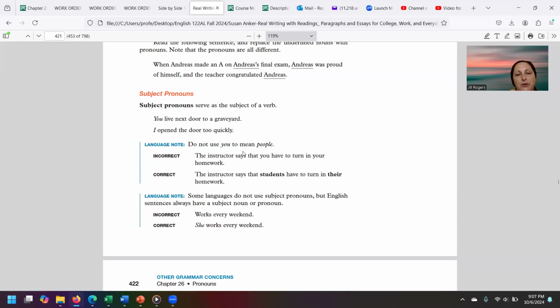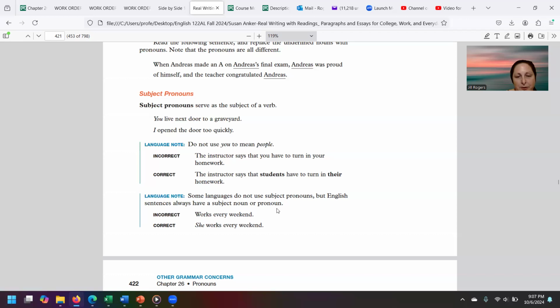Just make sure you do not use "you" to mean people. So this is incorrect: "This instructor says that you have to turn in your homework." Say, "The instructor says that students have to turn in their homework." Okay, this means a singular thing, so "you" should not be used in writing. Don't use it as people. Make sure that you avoid it, because it's not clear.